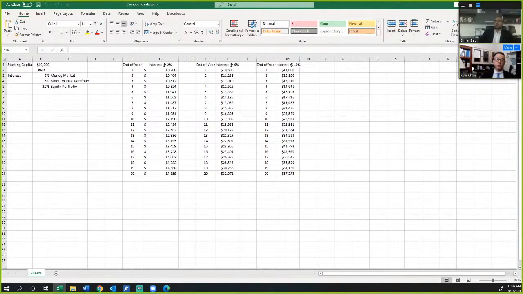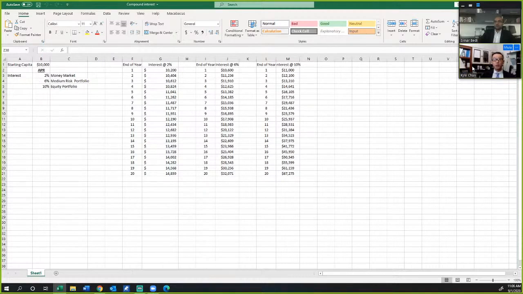Here, the starting capital is $10,000. We have three different types of portfolios. One is the money market, your typical GICs, at 2%, so we're being very lenient there. 6% is typically what you get for a medium risk portfolio. And for a high aggressive portfolio, 10% is typically what you get for an all equities portfolio.